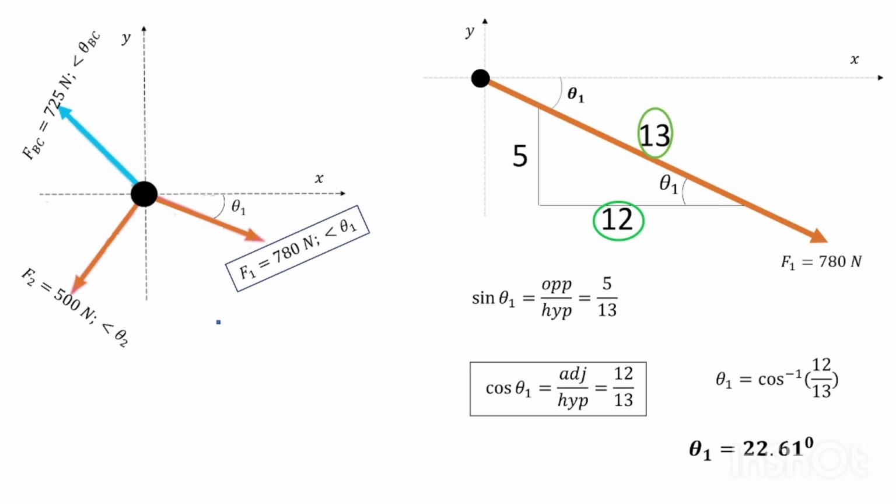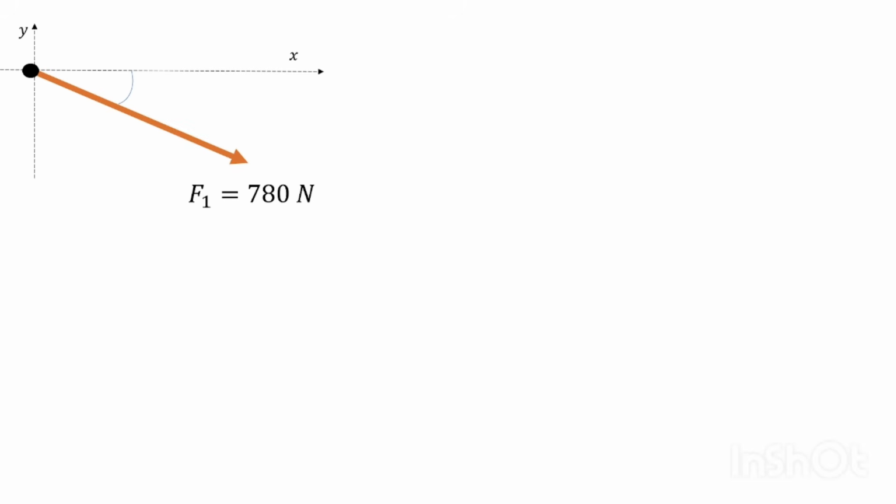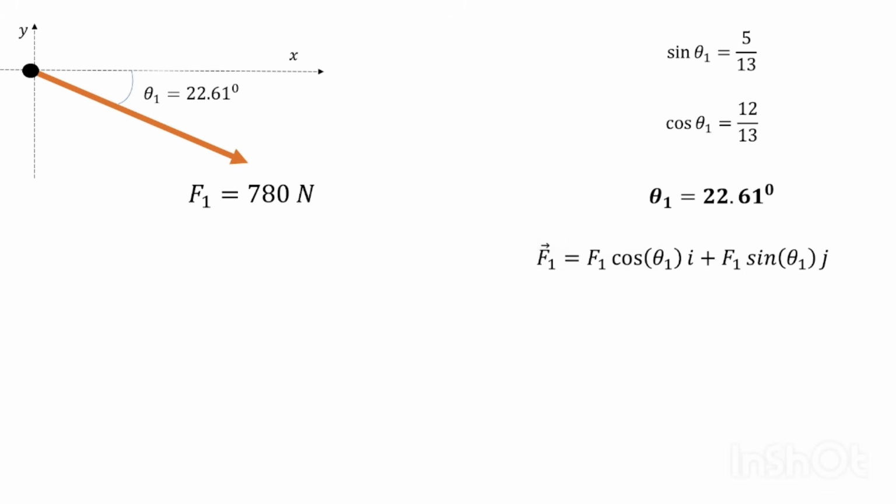So we have that theta is equal to 22.61 if you evaluate theta equal to arc cos 12 over 13. Or you can use theta 1 is equal to arc sine 5 over 13. You're likely going to get the same answer, which is 22.61. So basically, for the first force, we were given that it's equal to 780 newtons. And we've gotten our value for sine theta, our value for cos theta, and our value for theta to be 22.61. Having this, the next thing we want to do is to find the force in its component form.